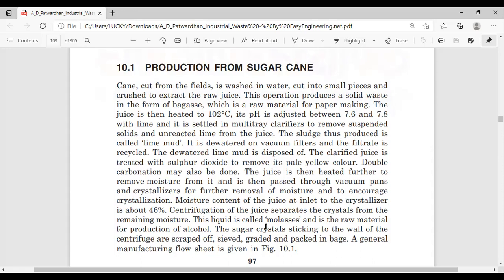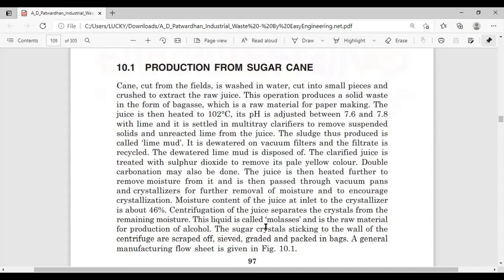The juice is then heated further to remove moisture from it and is then passed through vacuum pans and crystallizers for further removal of moisture and to encourage crystallization. Moisture content of the juice at inlet to the crystallizer is about 46%.